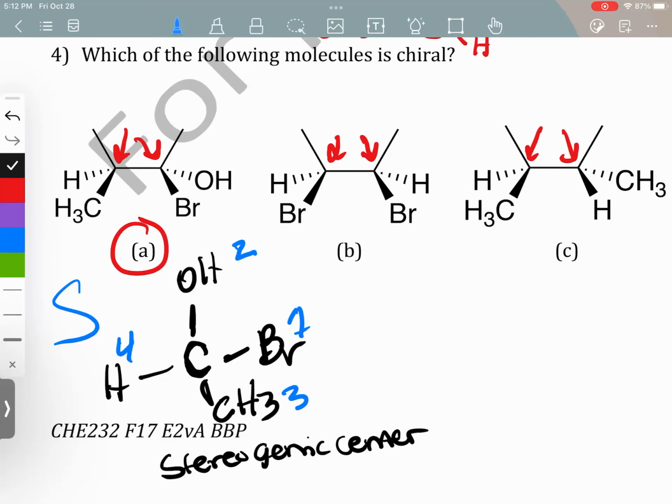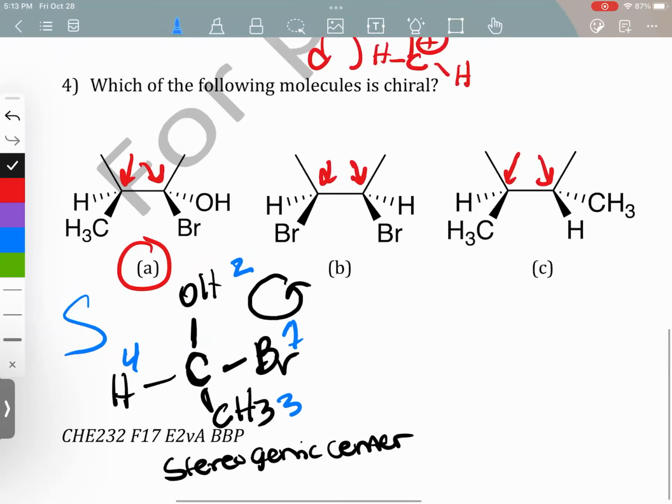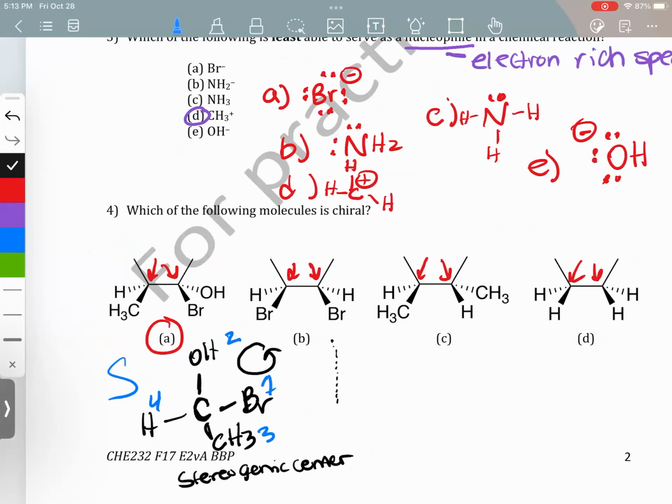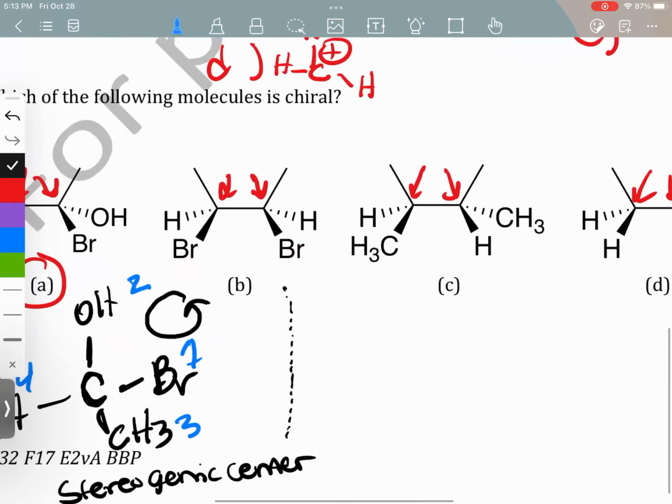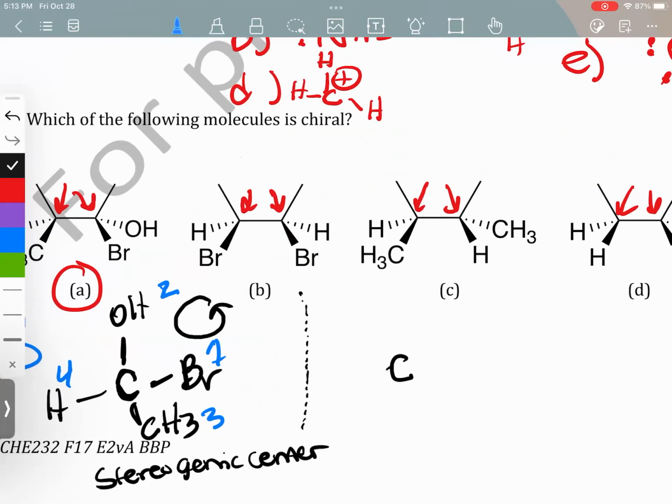Now, if you count from 1 to 2 to 3, like if you do the hand movement, you'll see you're going counterclockwise. This has an S conformation. But let's say you try to do it the other way. So I'm going to do it like this: C, Br, OH, H, and CH3. Priority is still the same, it doesn't change. So 1, 2, 3, 4.